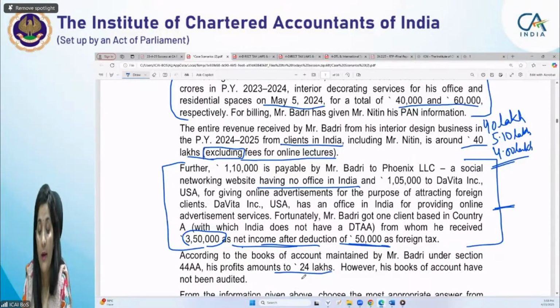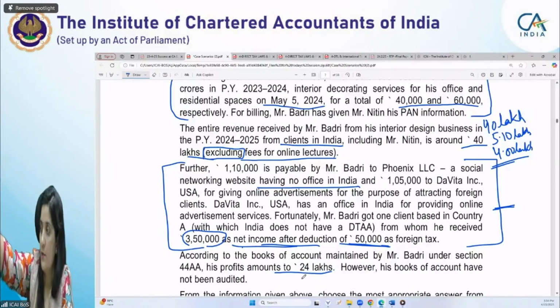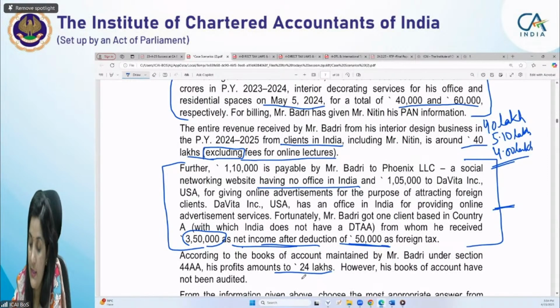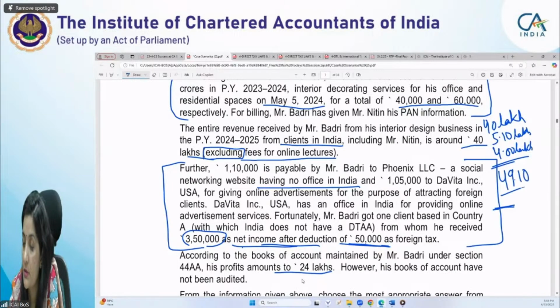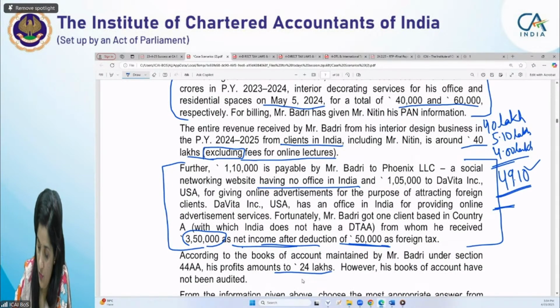Badri is providing interior decorator services. ठीक है, 44ADA can be applied here. Can we apply 44ADA? See, yes, 44ADA will be applicable, right? So यहाँ पे if you see, its income is coming to 49 lakh 10,000. Gross income है, this is revenue consideration.